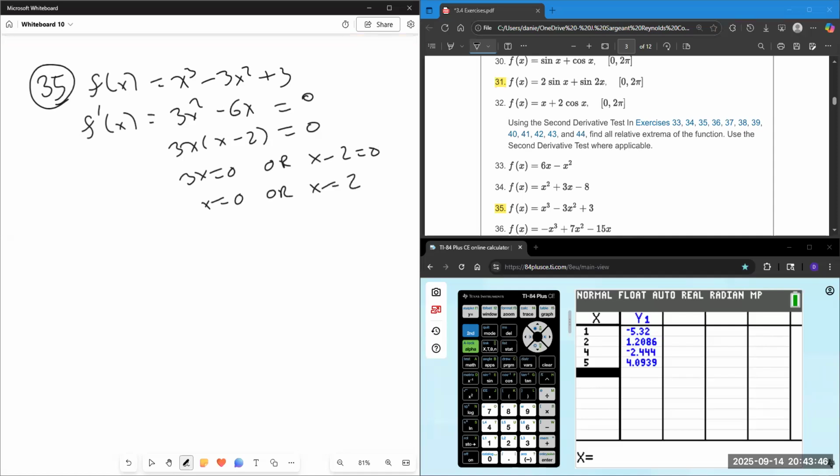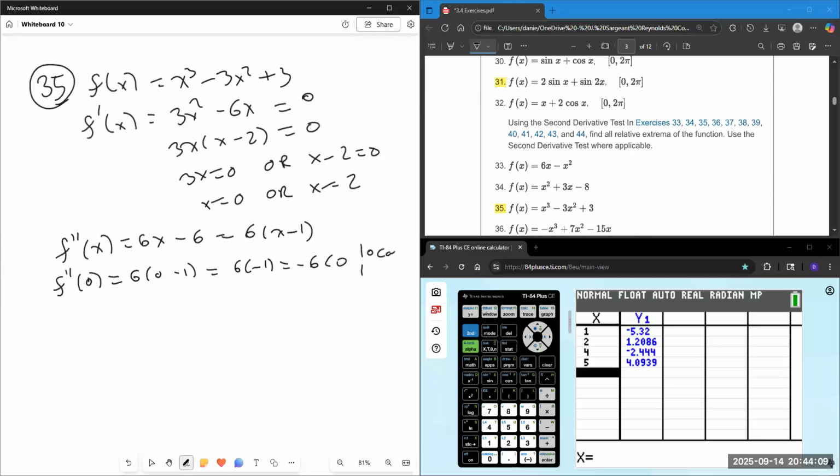And I'll need those critical numbers to plug into my second derivative. So now I'll find my second derivative, which is 6x minus 6. I'll factor out that 6. So f double prime of 0 is 6 times 0 minus 1. 6 times -1 is -6, which is less than 0, which means that I have a local maximum there. When my second derivative is negative, the critical number where the slope is 0 represents a local maximum.